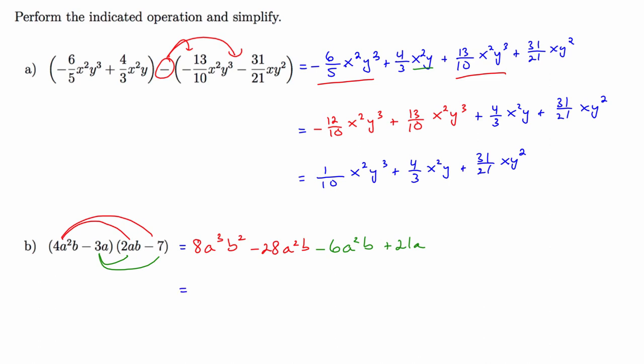The final step on any multiplication problem is always to simplify like terms, and hopefully we recognize in the center those two are like terms, so we can reduce those down. So our final answer becomes 8a to the third b squared. Combining the two middle terms, negative 28 minus 6 is minus 34a squared b plus 21a.